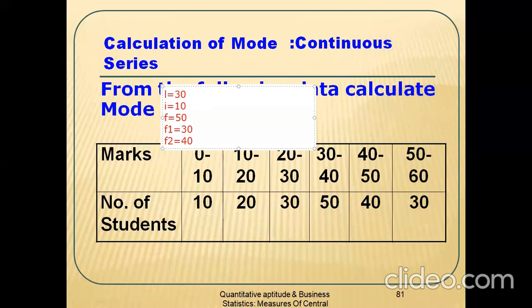One answer is 36.67. Srivat's answer is 20. Yes, people are answering 36.67. Srivatsa, the modal class is 30 to 40, which means the mode will lie between 30 and 40. So your answer is wrong. Yes, 36.67 is absolutely right. Many people are answering 36.67. So let us check whether our answer is right or not.